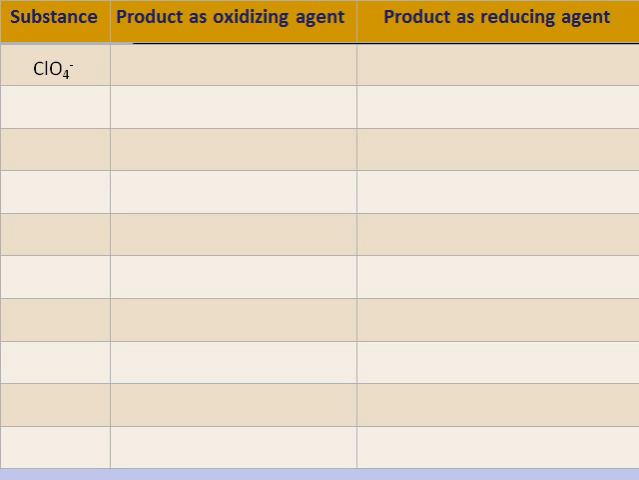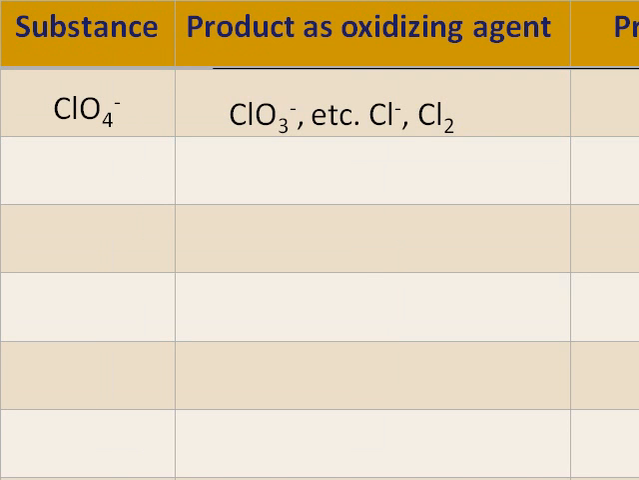It's +7. Can it act as an oxidizing agent? Can it gain electrons? And the answer is yes, it can. The chlorine can gain electrons. Well, when it gains electrons, what does it change to? It can change to the chlorate radical or the chlorite radical or the hypochlorite radical or chloride or chlorine. There are a lot of things it can change to.